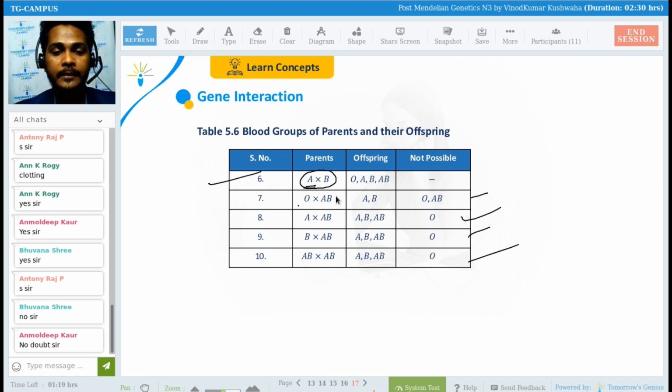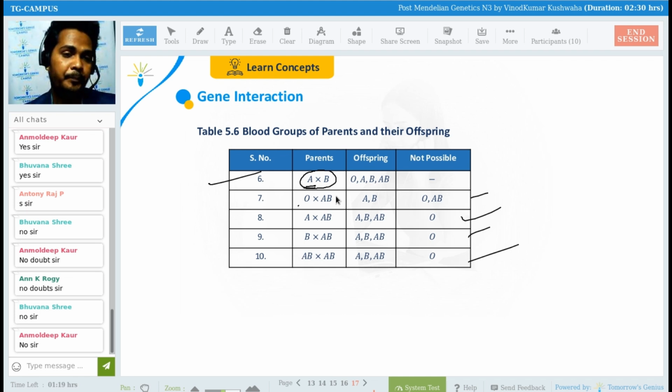Any doubt in this? I think this table is very simple and is not going to create any confusion. If you feel it is confusing, please tell me and I will explain it. Any confusion in this particular table? The only thing you need to remember is that you have to learn this table. This table is important, and if you know it, you can solve the answer very quickly.